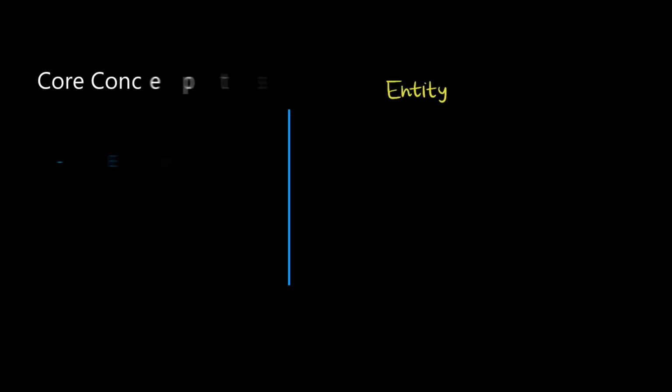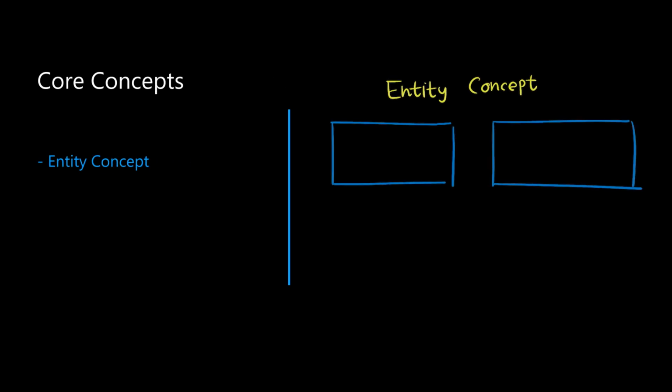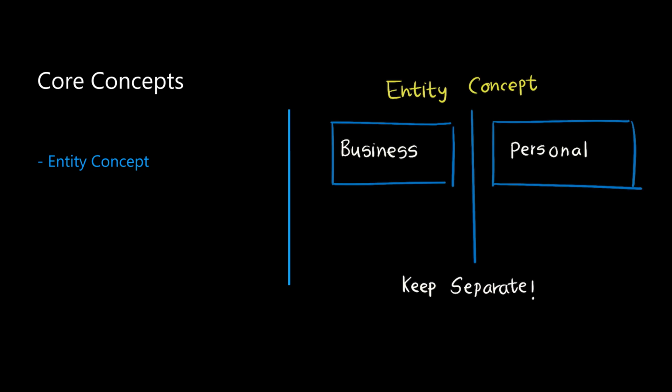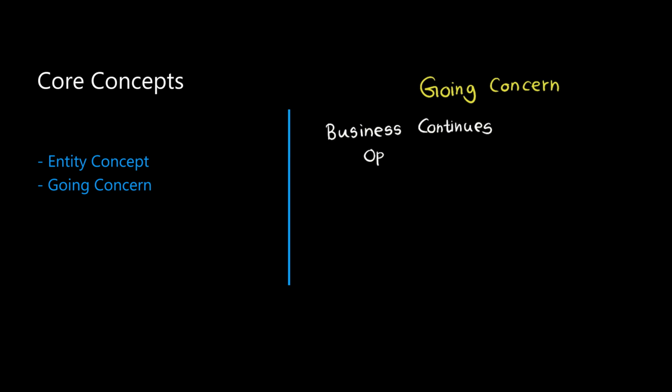Let me talk about some key accounting concepts you'll see everywhere. The entity concept means you keep personal finances separate from business finances. You don't mix the owner's personal bank account with the company's bank account. Each entity stands alone for accounting purposes. The going concern assumption means we assume the business will continue operating into the future unless we have evidence otherwise.